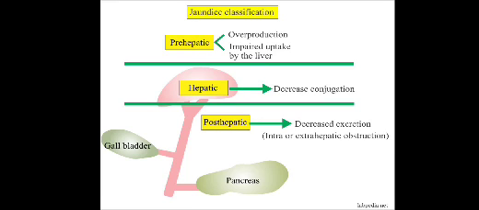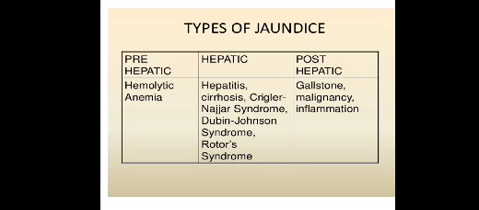The second is hepatic. In hepatic jaundice, whatever the cause, the result is decreased conjugation. In post-hepatic jaundice, whatever the cause, the result is decreased excretion, that is, intrahepatic or extrahepatic obstruction. Now the same types again: prehepatic, the commonest cause of which is hemolytic anemia. Hemolytic anemia may be of different types.